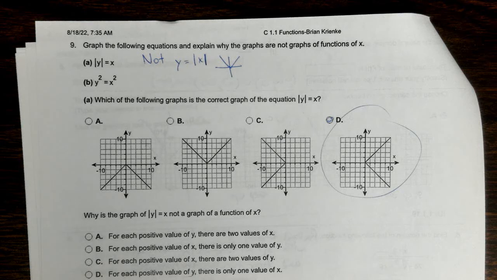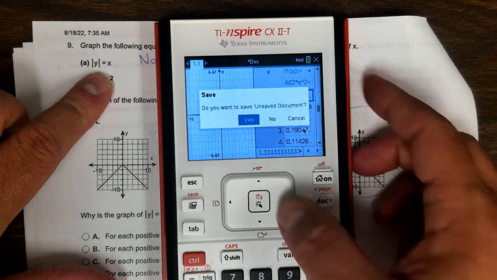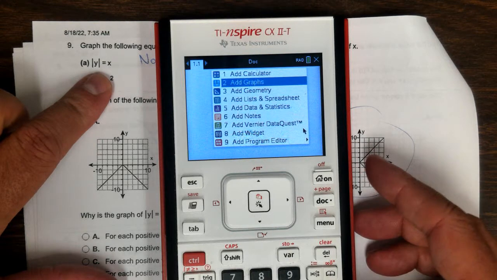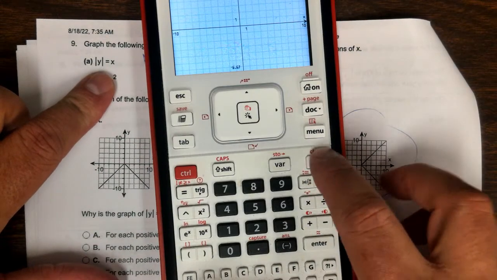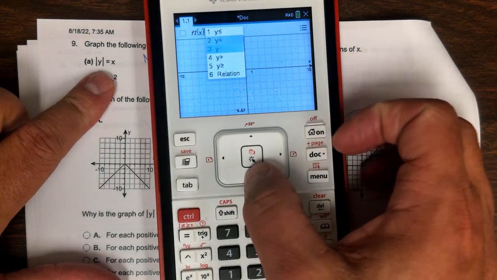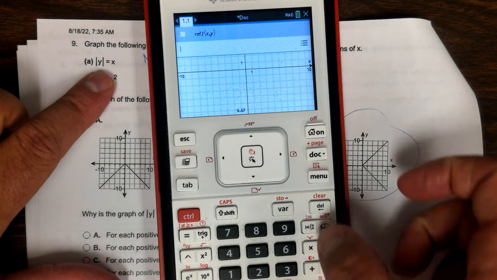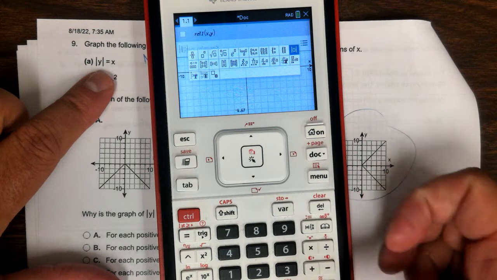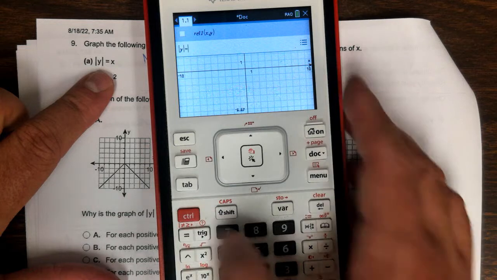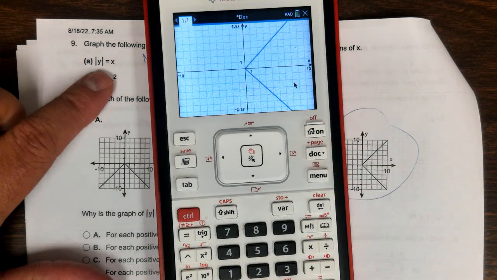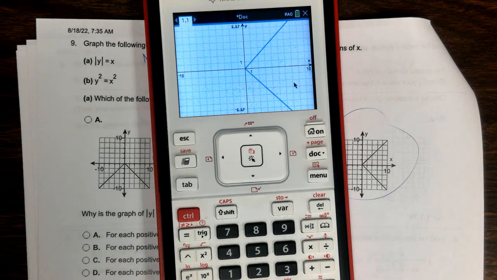One way to type this is if you go to your calculator, add graph, and you see where it says F1x, I'm just going to press the delete button and change it to a relation. Press the absolute value symbol and then y, and then move over and then equal x, and so there it is. So that's using your relation part of your graph.